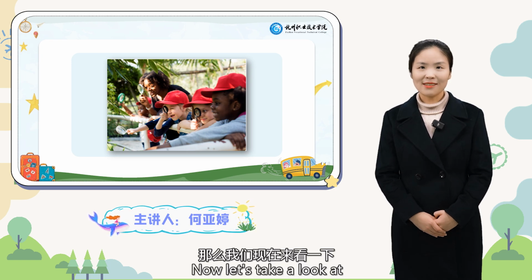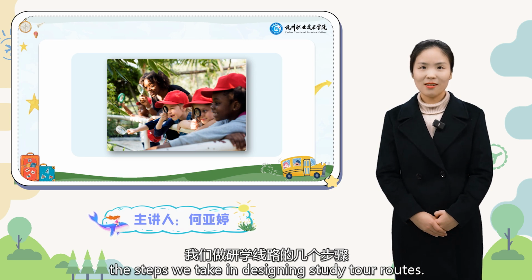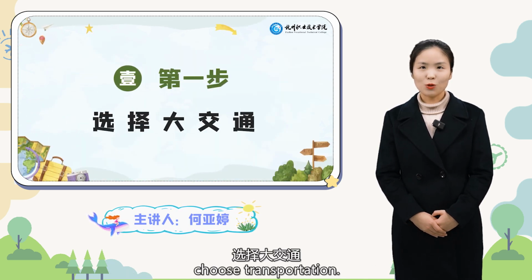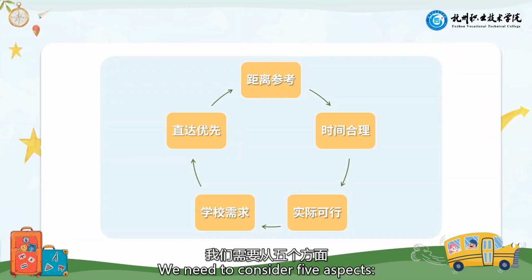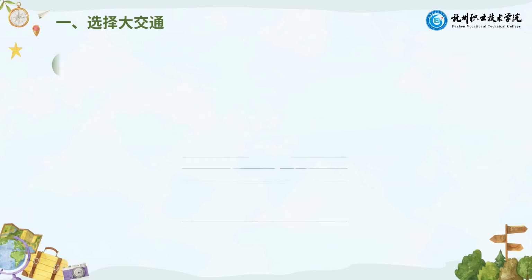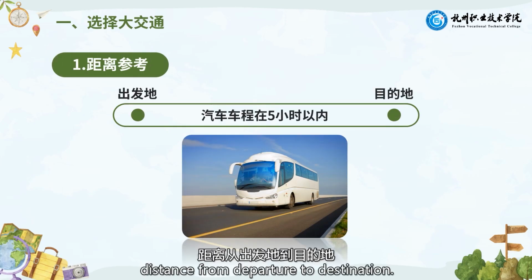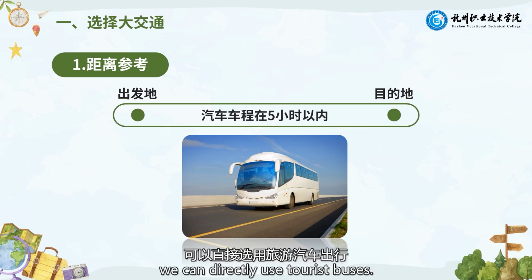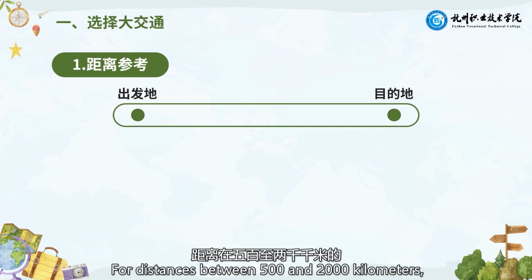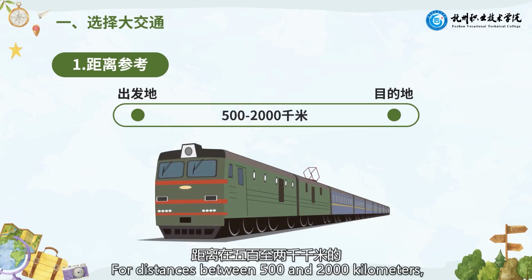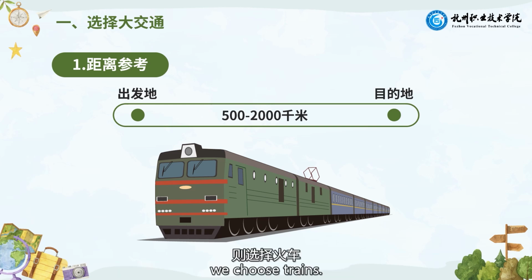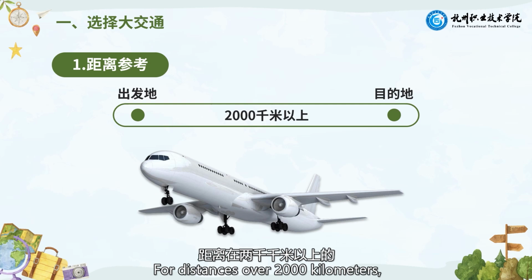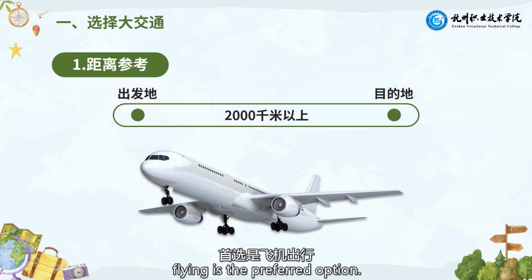Now, let's take a look at the steps we take in designing study tour routes. First, choose transportation. We need to consider 5 aspects. First, distance from departure to destination. If it's within a 5-hour drive, we can directly use tourist buses. For distances between 500 and 2,000 kilometers, we choose trains. Specific choices also depend on other factors. For distances over 2,000 kilometers, flying is the preferred option.